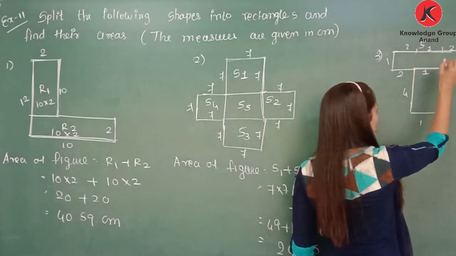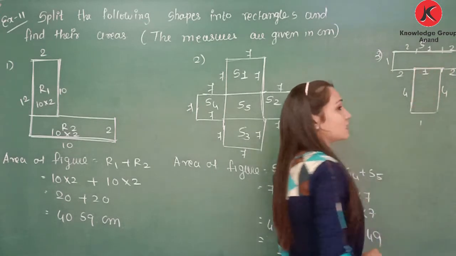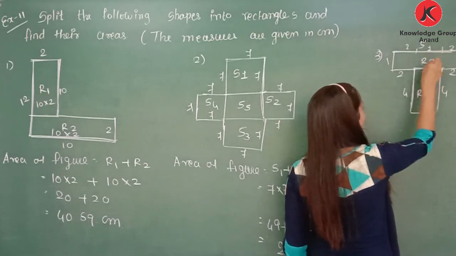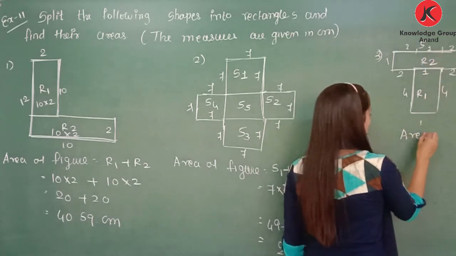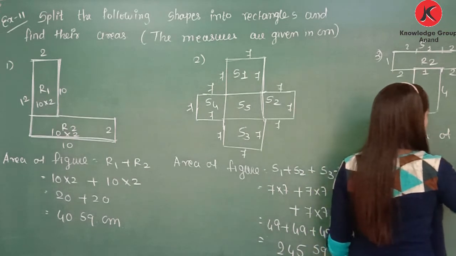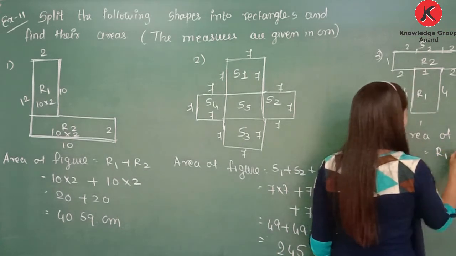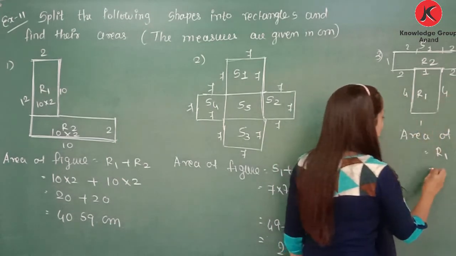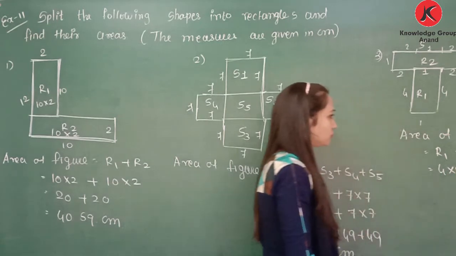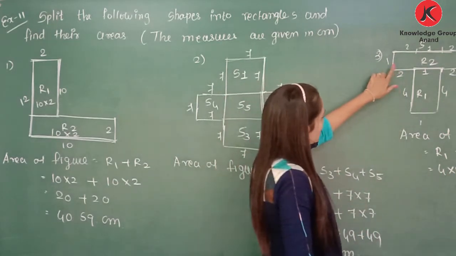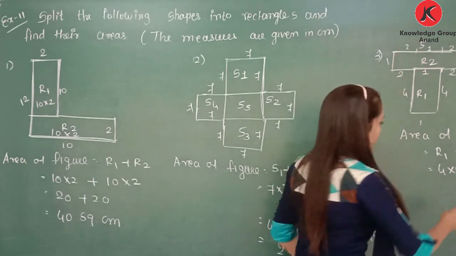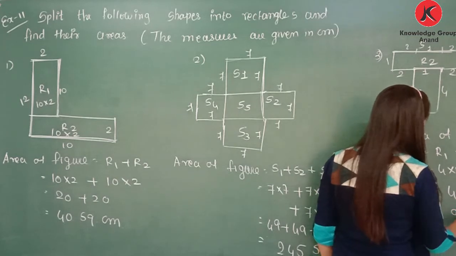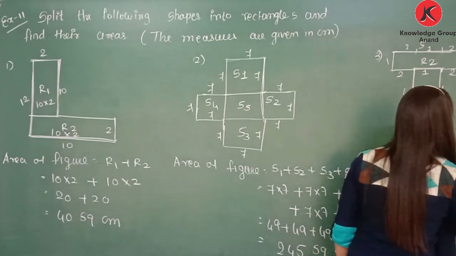This length is 1 centimeter and this length is 4 centimeter. It is also written 1 centimeter. So here R1, R2. Area of figure is R1 plus R2. Now for R1, length is 4 and breadth is 1. So 4 multiply 1. For the next, it is 5 and 1. 4 plus 5, that is 9 square centimeter. So that is the area of this.